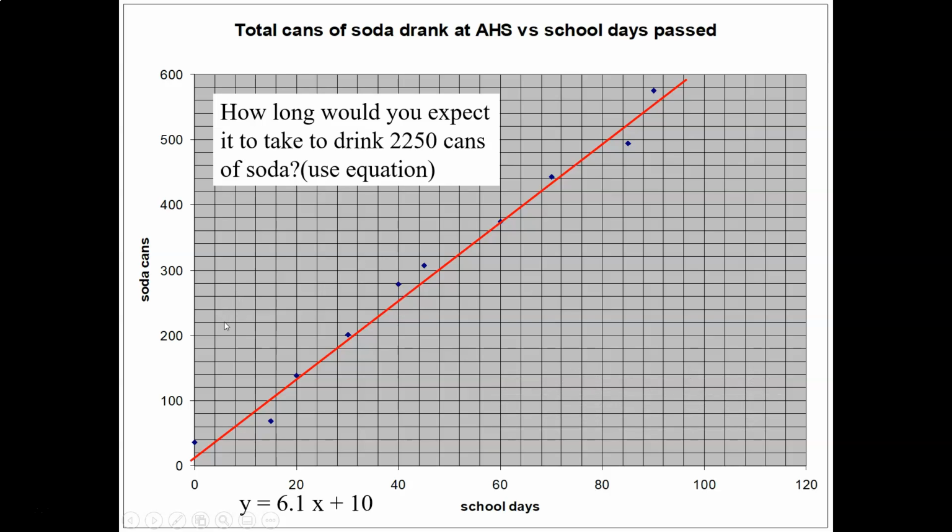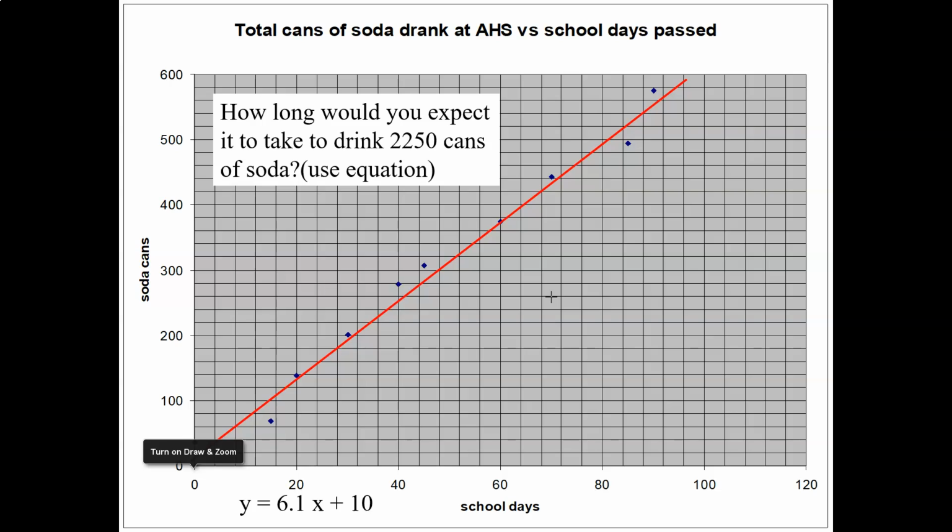Now, using the equation, we can also extrapolate, and instead of just reading it off the graph, we can use our equation. And this is the same equation that we generated for the homework. So y equals 6.1x plus 10. So how long would it take to drink 2,250 cans of soda? Use the equation. We're looking for how long, which is going to be the x. So we're looking for the x value, and our y is 2,250 because this is on the y-axis.